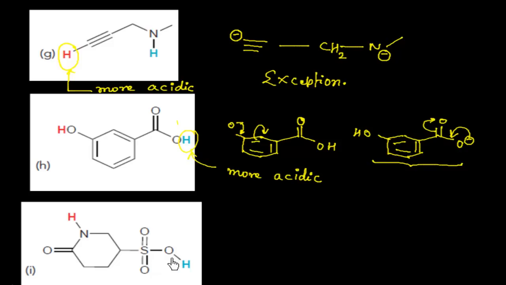Now let us say once again in this case we have negative charge on oxygen and in this case negative charge on nitrogen. So this is more stable because oxygen is more electronegative. So the factor of atom can be used in this case, and the corresponding hydrogen is more acidic.